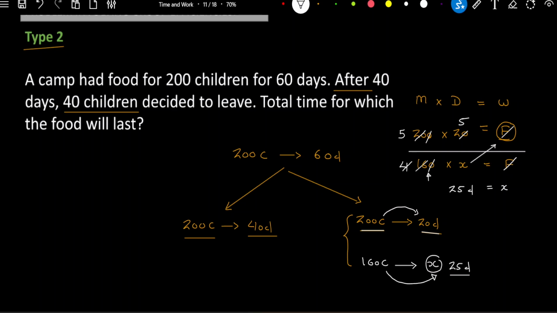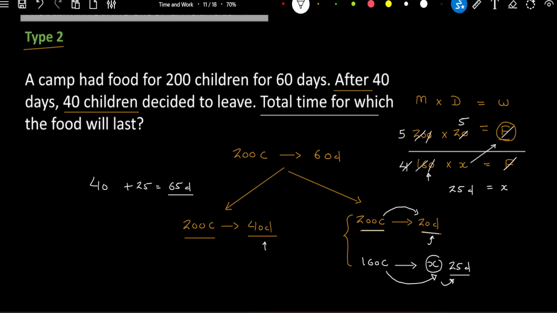So now let's answer the question. Total time for which the food will last. So you would say nothing happened in the first 40 days. So first 40 days were normal. And then the food which should be consumed in 20 days, it will be consumed by new group in 25 days. So the total time for which the food will last is going to be 65 days. And this is going to be the answer of your question.